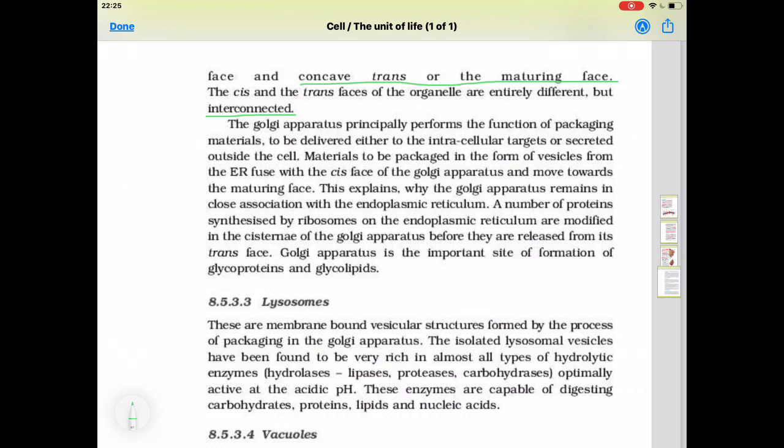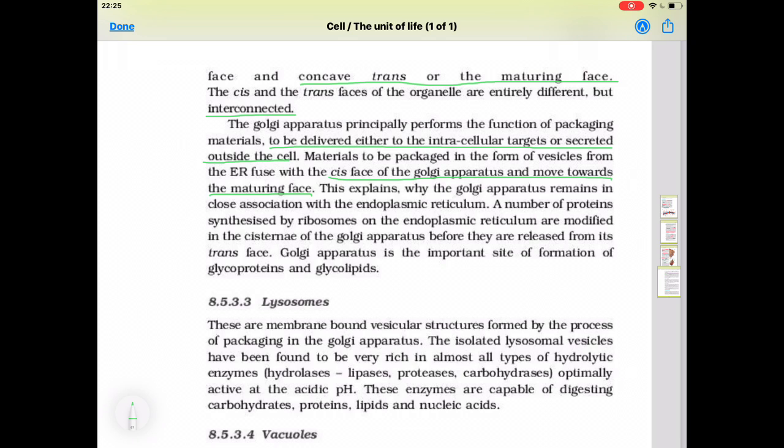The Golgi apparatus principally performs the function of packaging of the material to be delivered either to intracellular targets or secreted outside the cell. Intra means within the cell. The packed material is supplied within the cells or sometimes out of the cell also. Materials are packaged in the form of vesicles from the ER, which fuse with the cis face of the Golgi apparatus and move towards the maturing face.